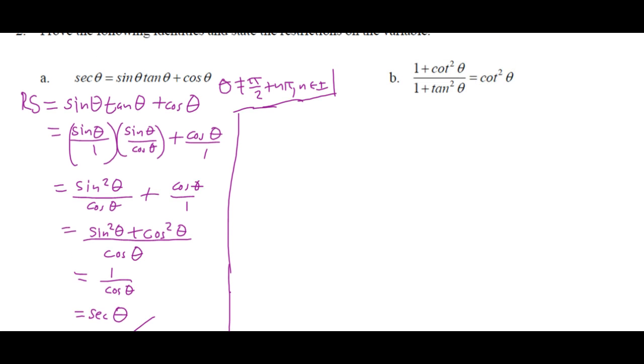Next: 1 plus cotan squared theta over 1 plus tan squared theta is equal to cotan. So we just cross off the 1s and the tan squared, and you can't do that. So the left side is obviously the more complex side here.